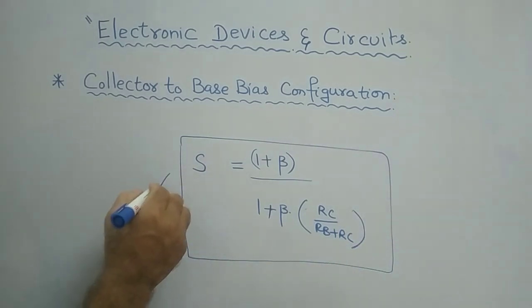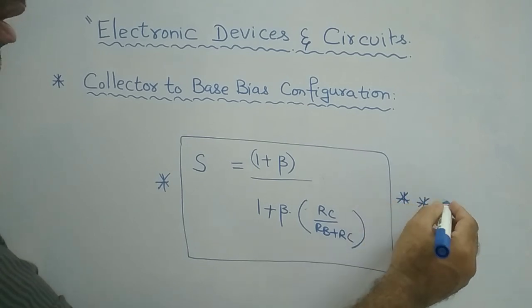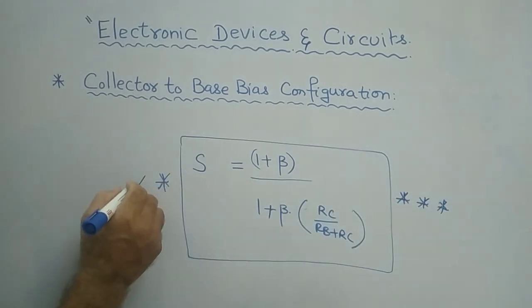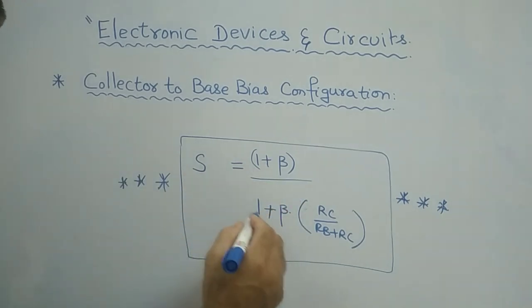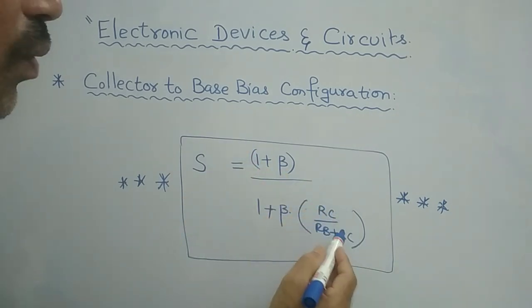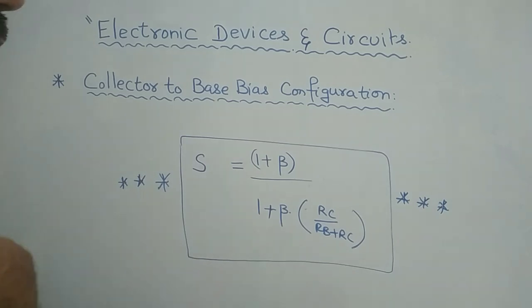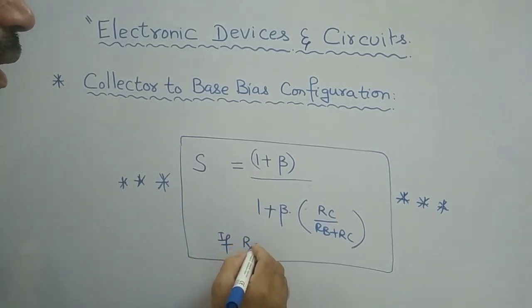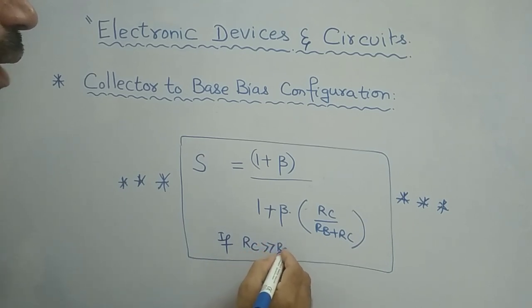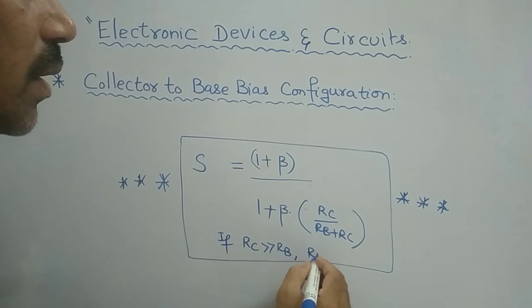This is the stability factor of the collector to base bias circuit. Now, in this case, there is an assumption we have to consider. In this expression, assume that your RC is very, very much greater than RB. That means RB is very, very less than RC.